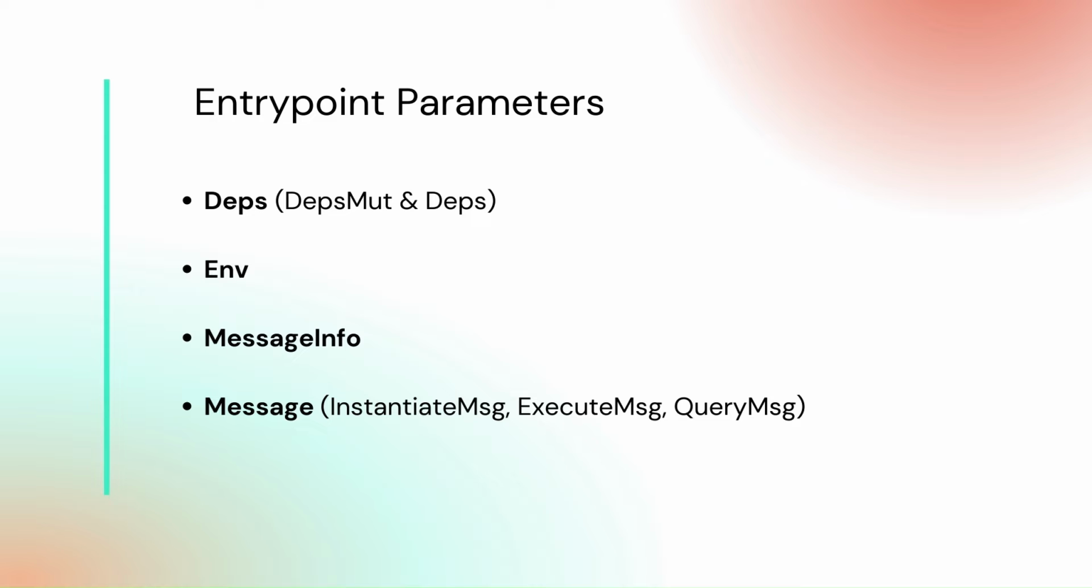We also have the environment. The environment contains the blockchain state data when executing the message. Data such as the chain height, the current timestamp, as well as the called contract address. Thirdly, we have the message info. The message info contains the metadata about the transaction, such as the message sender and the amount of tokens attached to the transaction. And then we have the message that triggers the smart contract execution. We define the messages that we want our smart contracts to handle in the message.rs file.